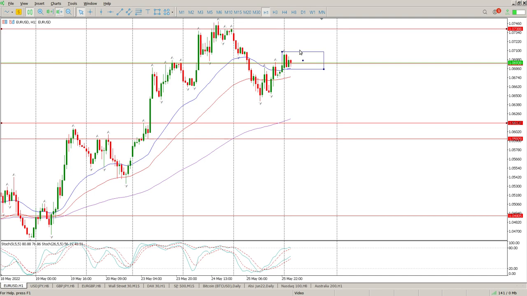So it needs to be a break and a retest, stop is below the structure, and then you're looking for 107388 as your upside target.